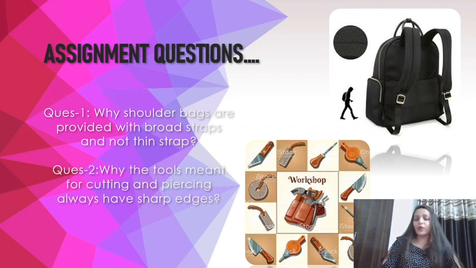Here's one more question: why do tools meant for cutting and piercing always have sharp edges? Not only the tools, you can talk about the knives in your kitchen. Your mother is using some knife in the kitchen; they have a sharp edge. So why is it so?